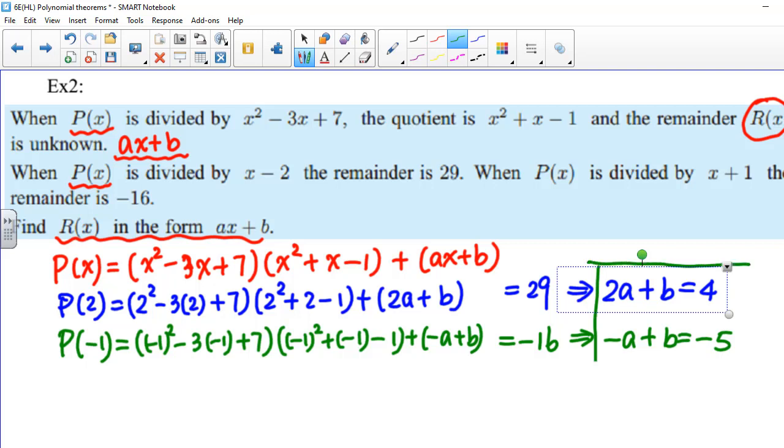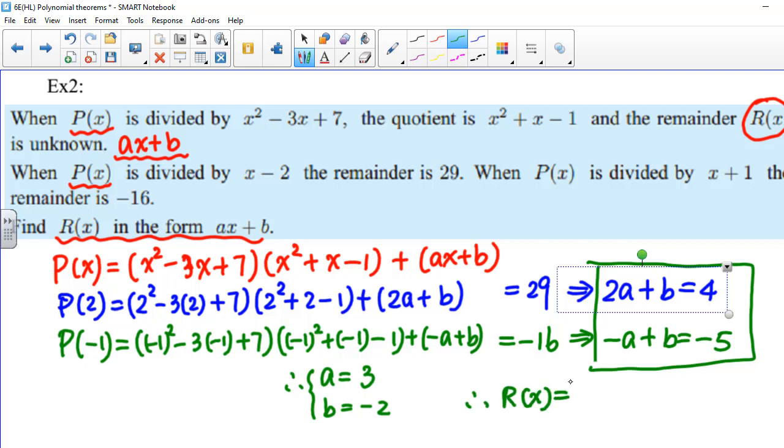And these two equations will form a system of two equations. We can use substitution or elimination methods to find the a and b values. So we solve the system of two equations. We can have a equals 3, b equals negative 2. And therefore, the remainder we are looking for is 3x minus 2.